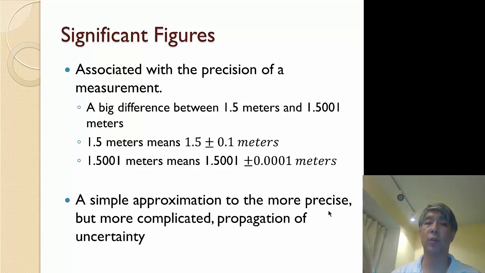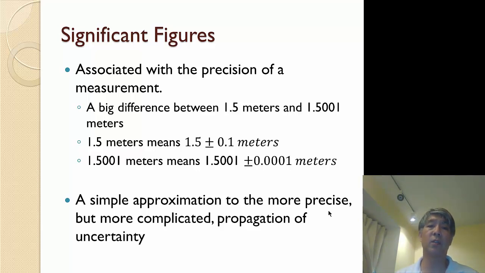Significant figures are associated with the precision of a measurement. There is a big difference between measuring something to be 1.5 meters. Okay, it's about 1.5 meters, maybe about 5 feet or so. Okay, versus 1.5001 meters. It's like down to the 10th of a millimeter. Okay, so I can measure something down to a 10th of a millimeter, but do I really care that it's got that precise? So when I really say 1.5 meters, what I really mean is 1.5 plus or minus 0.1 meters. Okay, you know, somewhere between 1.4 and 1.6, I'll be happy.